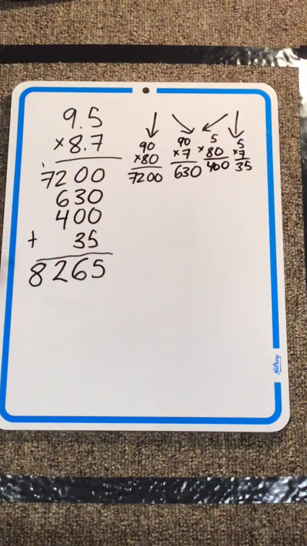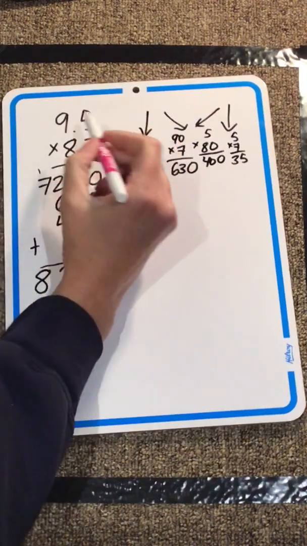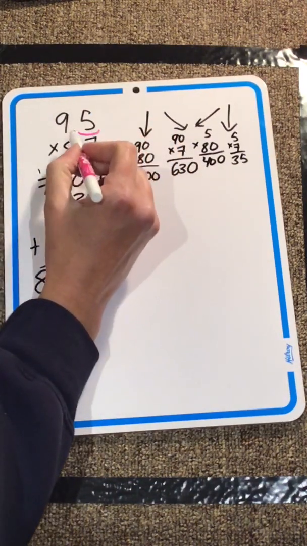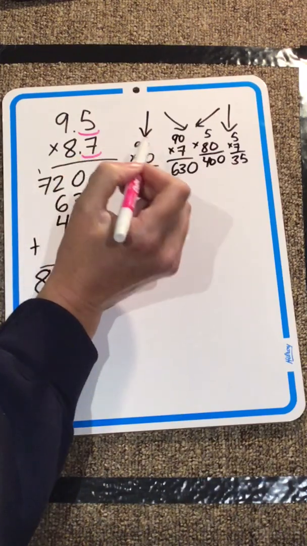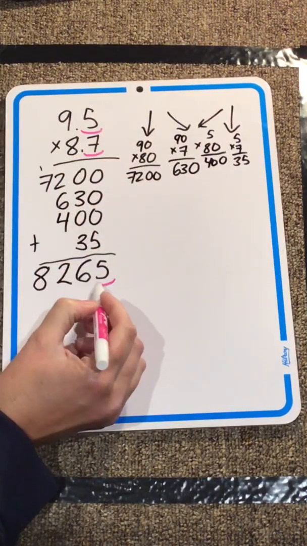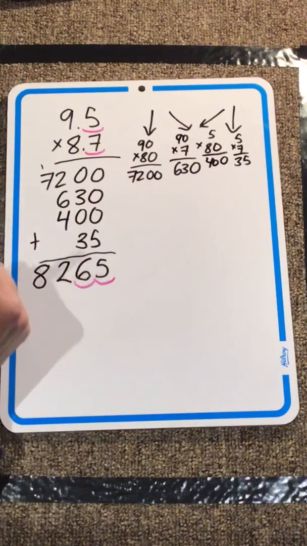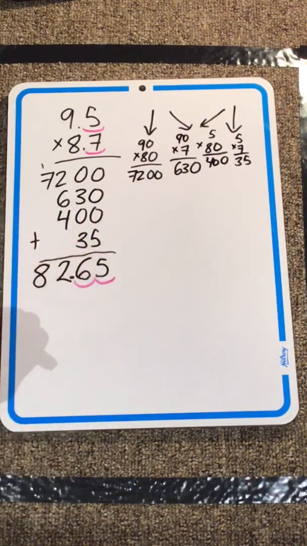Alright, it's time to go decimal hopping. Okay, ooh, make sure you check both numbers in the question. 2 hops in the question, 2 hops in the answer. My decimal is going to go here. So 9.5 times 8.7 is 82.65.